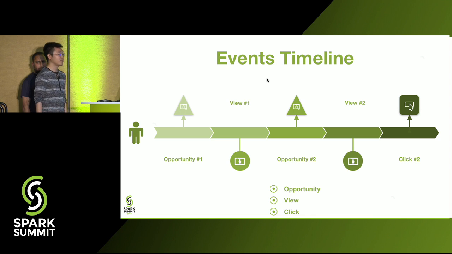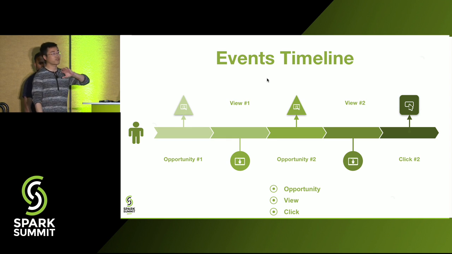Second, when we actually show the ad to the user, we'll log that as a view, which means we actually show it to the user. Then the user might do another search, so we have another opportunity, of course, and then the view event of that as well. And then eventually, the user might click on the second ad, and you will see that we have three different types of logs. The opportunity log, where we log an opportunity that we can show an ad, the view log, where we actually show an ad to the user, and the third type of log is a click, where the user actually clicks on it. So we have three types of logs.